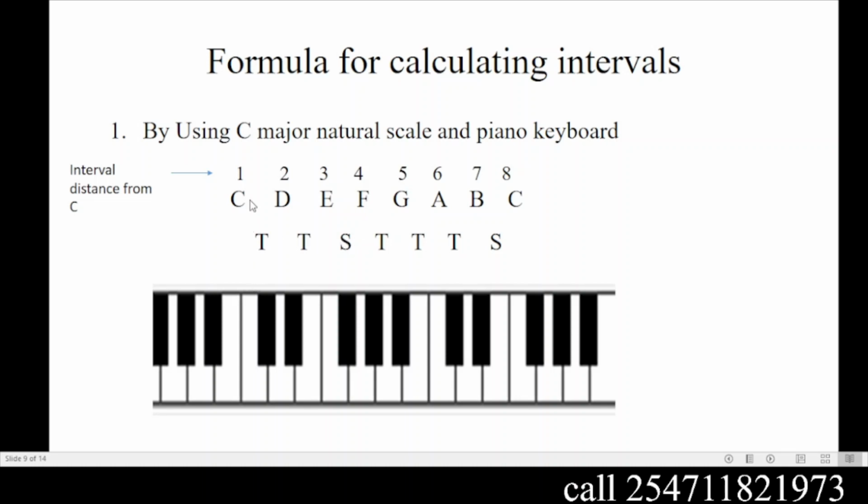Look, for example, in this formula from C to D, it is a major second, so it has one tone or two semitones. On the piano, from C you go to C sharp, that is a semitone. Then from C sharp to D, that is another semitone. When you add them, they give you what? A tone. So a major second has one tone.